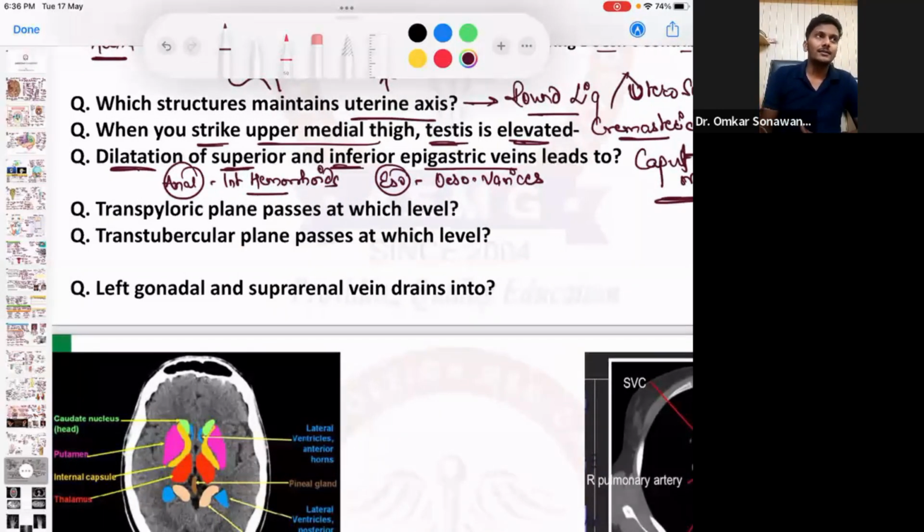Octreotide is the treatment. Prophylaxis is propranolol, and the best drug to treat is terlipressin.